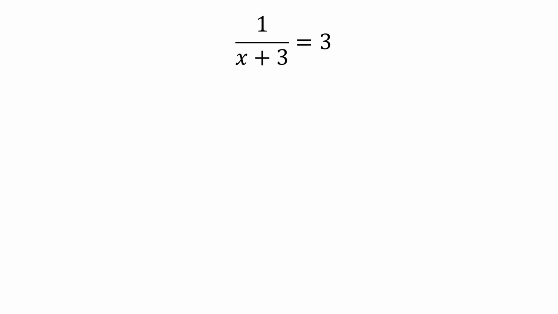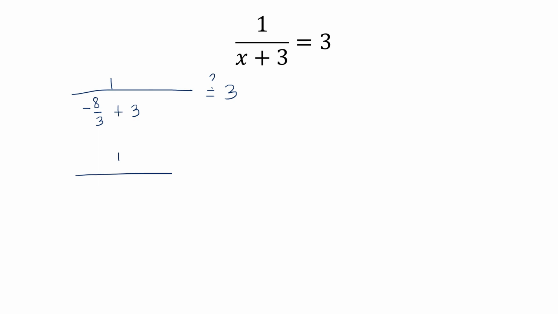Now let us check whether x is really equal to negative 8 over 3. So let's see. Will 1 over negative 8 over 3 plus 3 be equal to 3? Okay, what did we do? We just substituted the derived value of x to x of this given rational equation. So we now have this.